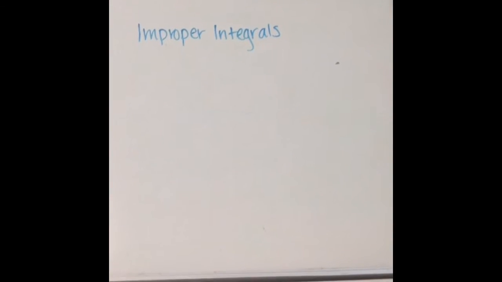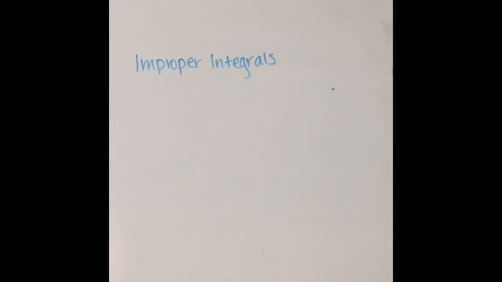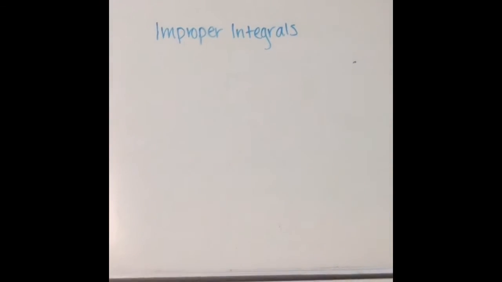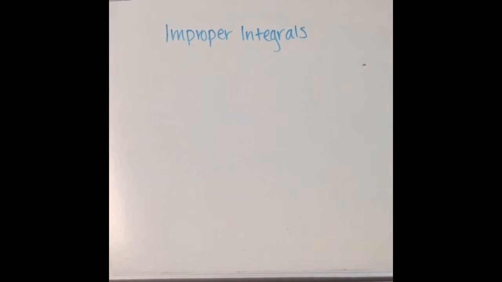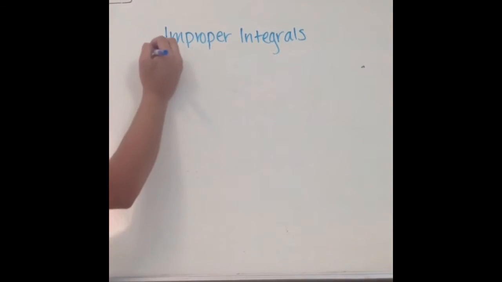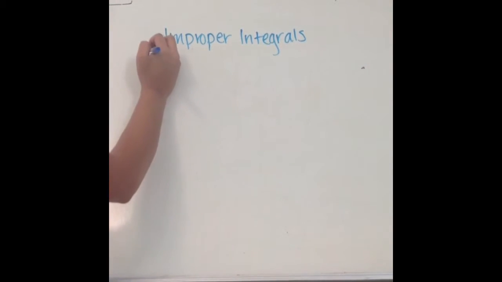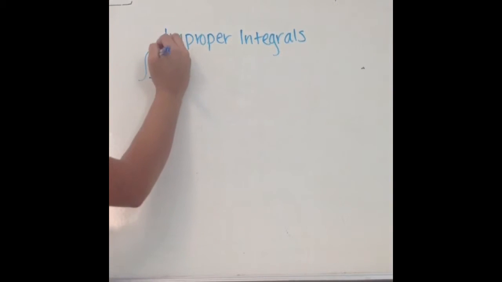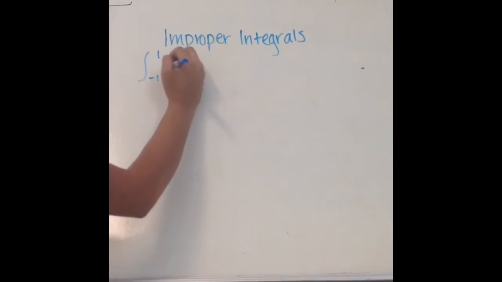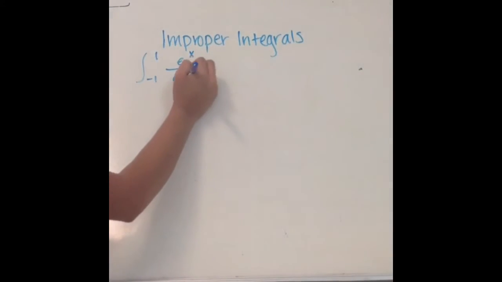But this problem gets a little more complicated because we're going to need to use 2 integrals to solve it. This is because there is an infinite discontinuity within the integral. It's not one of the limits of integration. So let's start. The problem is the integral from negative 1 to 1 of e to the x over e to the x minus 1.